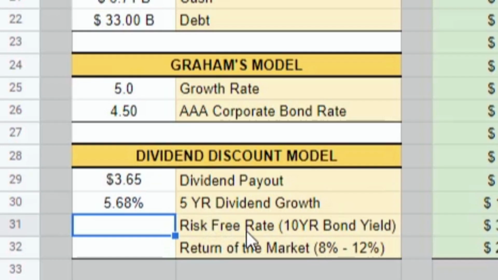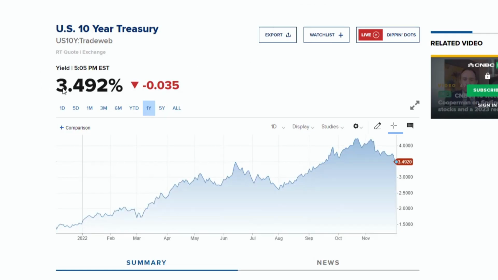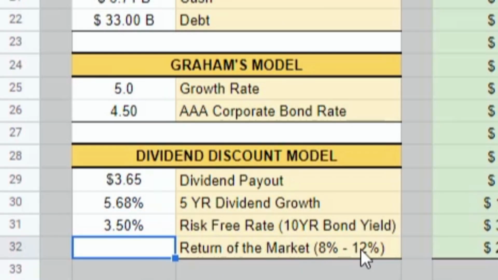Now we come to the risk-free rate. What is the 10-year bond yield? The 10-year bond yield is about 3.5%. Putting in 3.5%, the return of the market over the course of the next 10 years, we're going to go ahead and put in 11%.